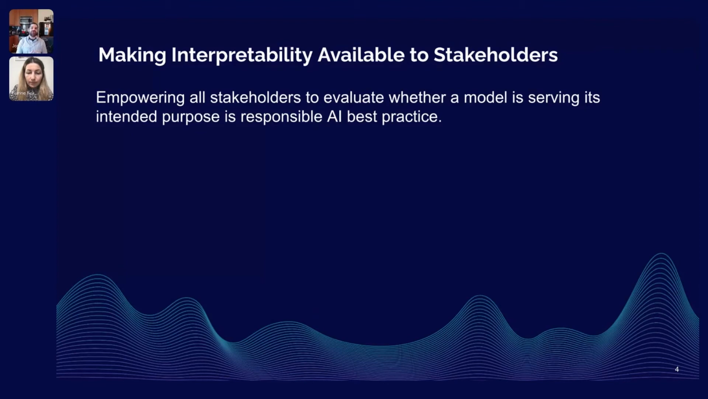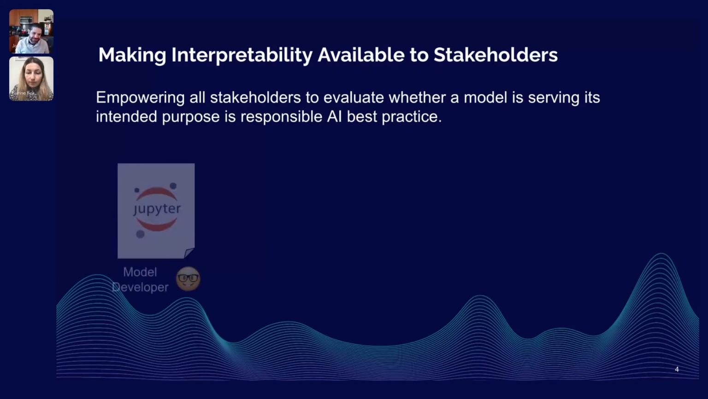Okay, so how do we make interpretability available to stakeholders? Empowering all stakeholders to evaluate whether a model is serving its intended purpose is a responsible AI best practice. It might even be responsible AI. The more of the human beings that care about how a model is working, the better you're able to determine whether it's serving its purpose or not.